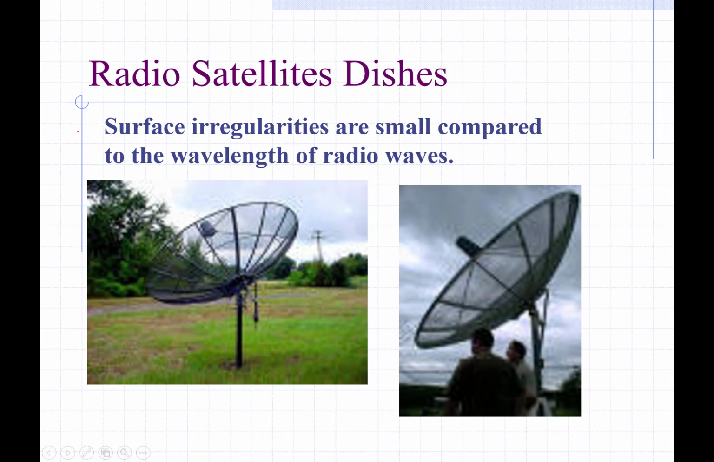Here's another example of specular reflection. These are radio satellite dishes. Now, they may not look smooth to us, but because radio waves have such a long wavelength, they're actually smooth compared to a radio wave. So they reflect radio waves perfectly as they come down, and they reflect all those radio waves into this focal point, this receiver in the middle. Obviously, we can see through them because they're not smooth compared to the size of visible light.